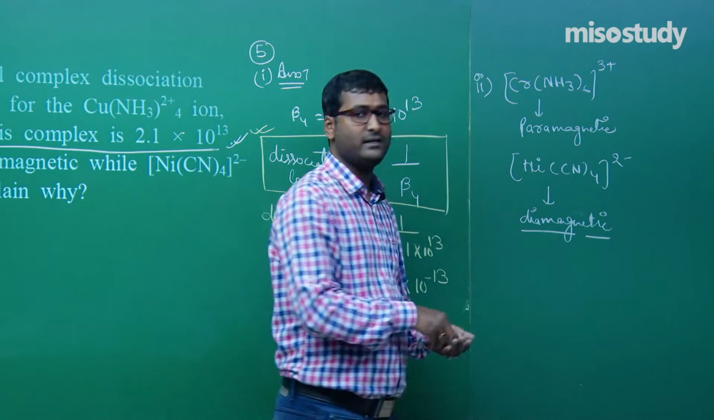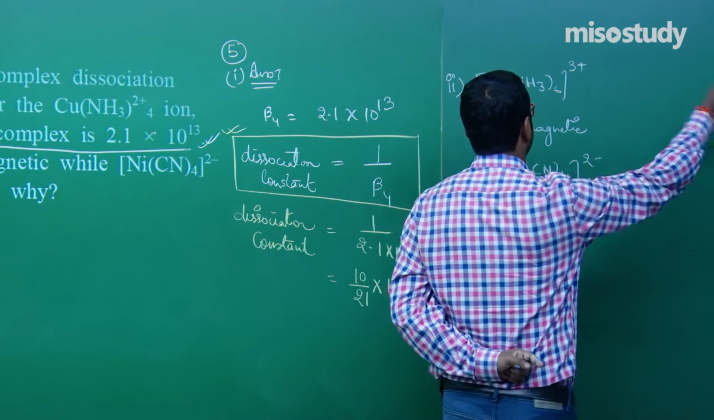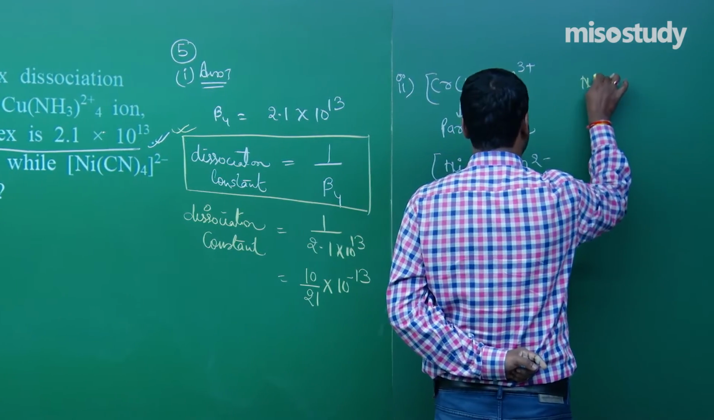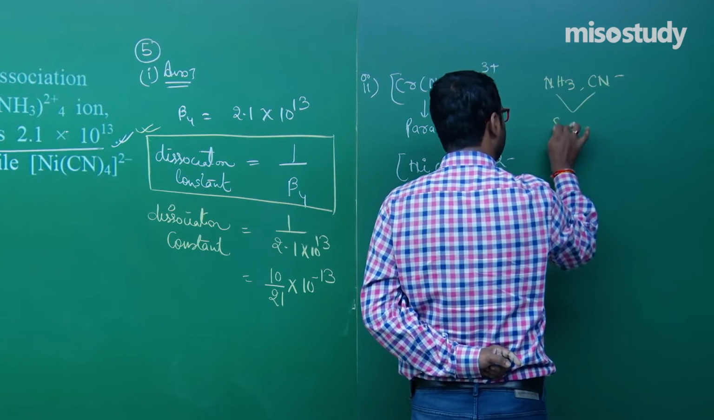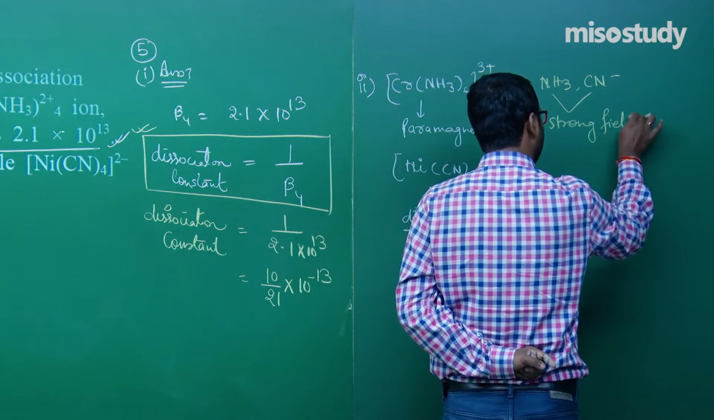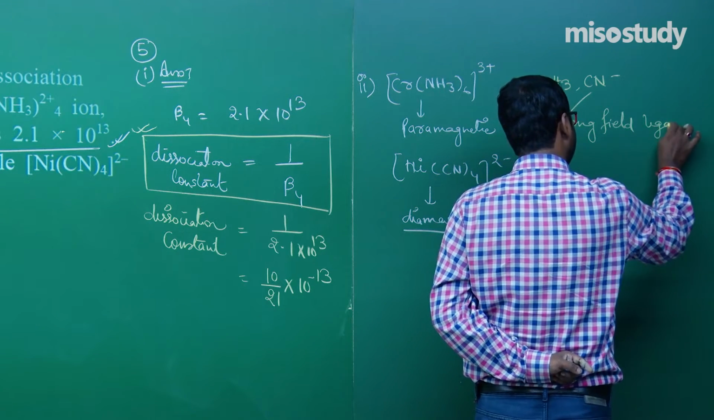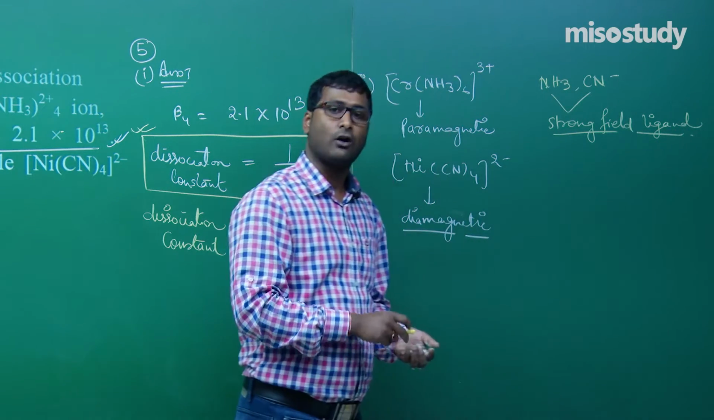Clear? What is the reason behind it? Okay. Now, this is a question. Now, I am writing here. NH3 and CN minus both are strong field ligands. Yes, sir. Both are strong field ligands. That means to say they are forming the inner orbital complex.